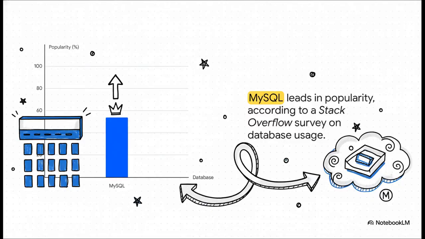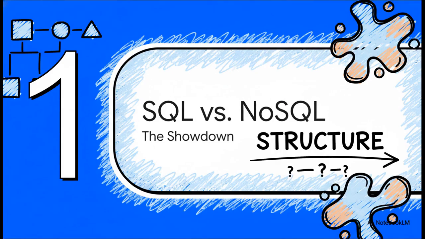When you look at the whole database world, it really boils down to two main categories, SQL and NoSQL. And data from this Stack Overflow survey shows just how popular SQL databases like MySQL really are. That's exactly why today we're going to focus on the heavyweight champs of both worlds: MySQL for SQL and MongoDB for NoSQL. Okay, let's get right into it.